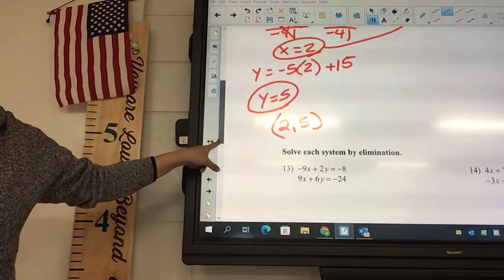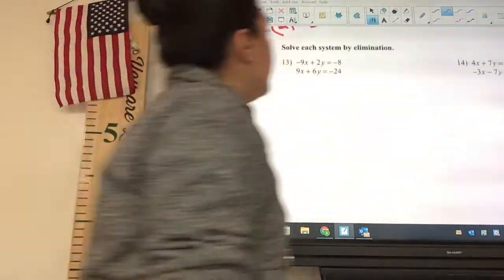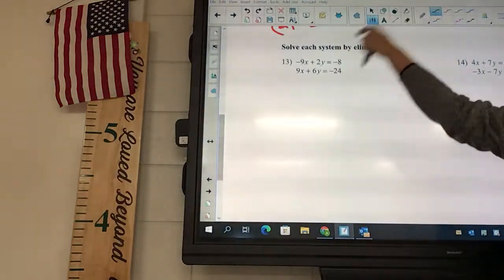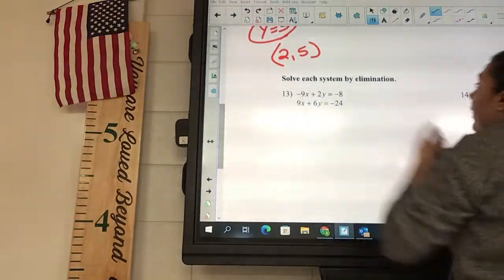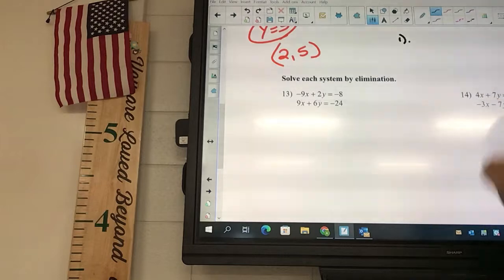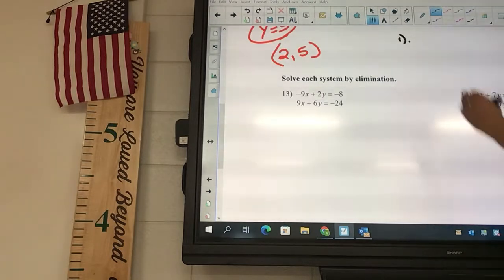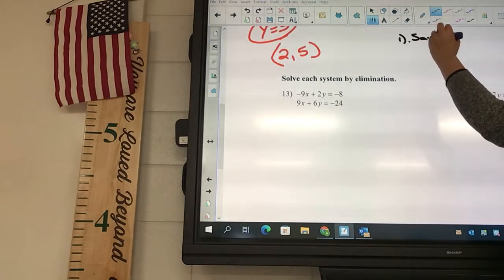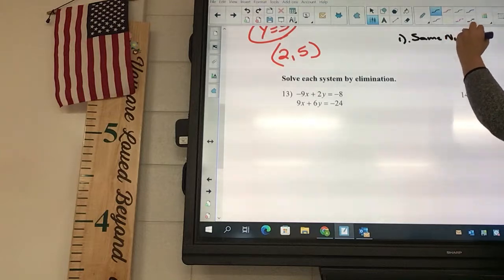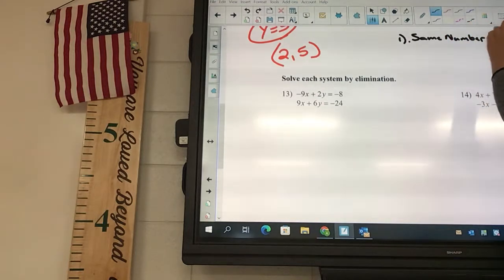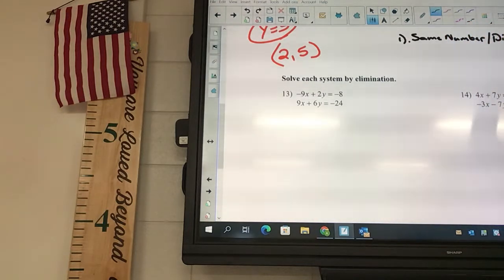We're good? Thank you. Okay, elimination. There are 3 types of elimination. I'm going to write them down for you real quick. Okay, so type 1 is going to be where you have same number, but you got different signs. What do you do then with the equations? Yeah, we're going to add them together.